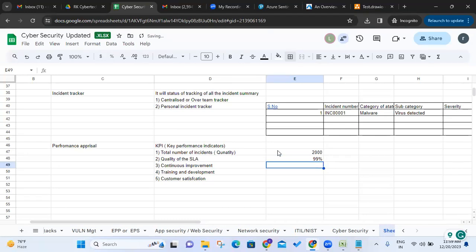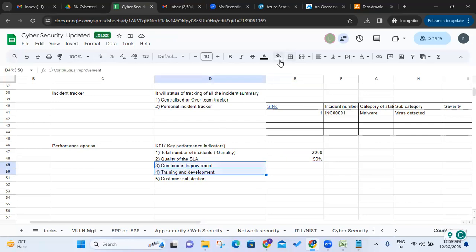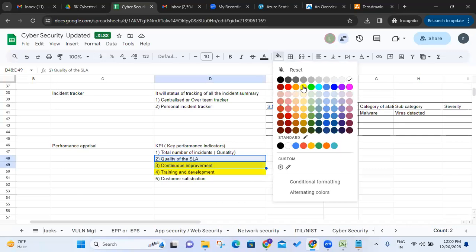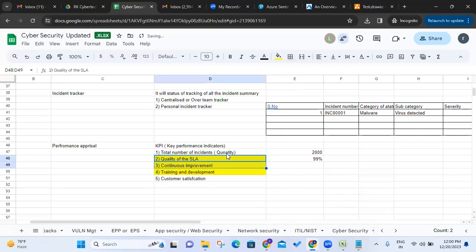Okay. Now continuous improvement. My suggestions to you guys, you can focus on these two. Don't focus on the total number of instances. Quality also. Quality, continuous improvement, and training and development. These three things, okay, so concentrate. It doesn't matter how many instances you are doing, but how much quality you are doing, it matters. Second one is continuous improvement.